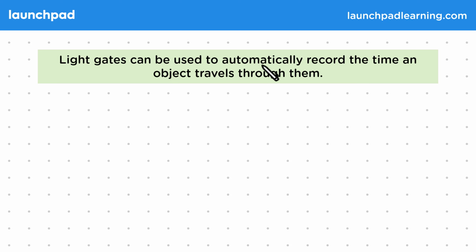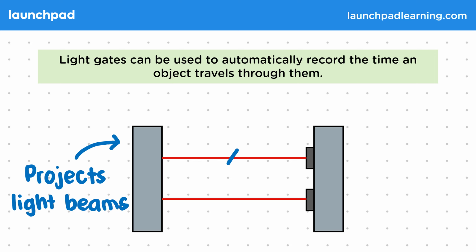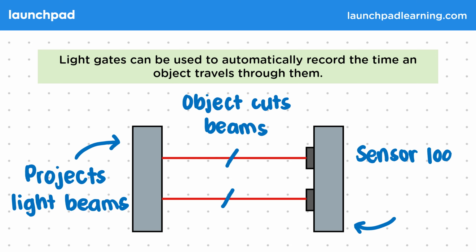Light gates can be used to automatically record the time an object travels through them. So a light gate has sensors which can detect when the beams of light are blocked as an object passes through them. It then records the exact time that this happens. For example, we could use light gates with a toy car on a track and project the gate across the finish line. In your exams, you may be asked to critique experiments for how accurately they can measure speed and suggest ways of improving the accuracy, such as using light gates.